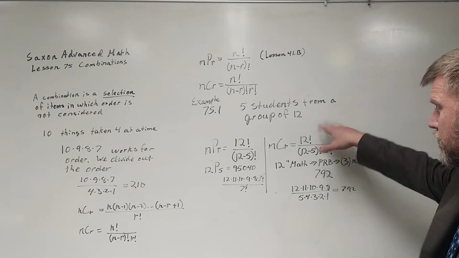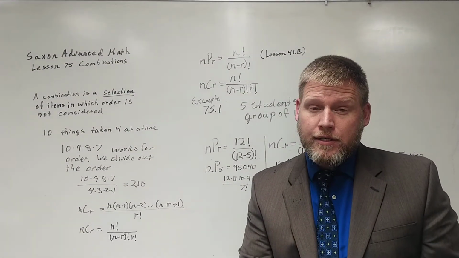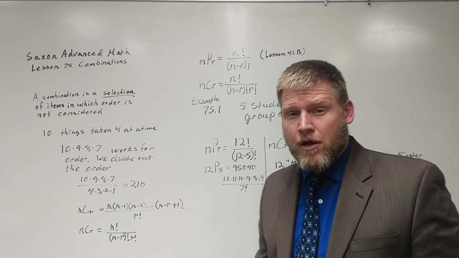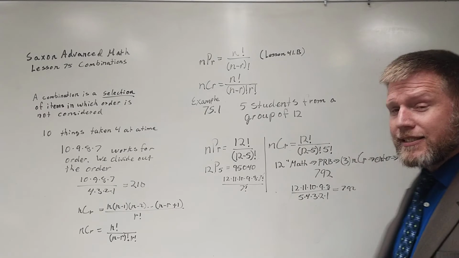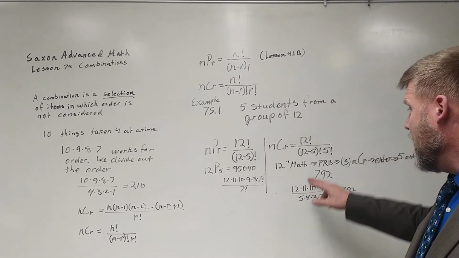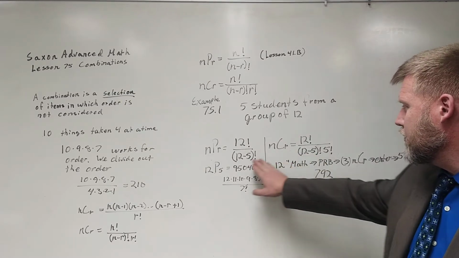It's just 5 students from a group of 12, any 5 students, and they can be in any order. It doesn't matter if they're picked first or fifth. There are no seats in order. Then I'm going to use an nCr, a combination, and that's going to give me 12 factorial over 12 minus 5 factorial. Notice that so far we're exactly the same.